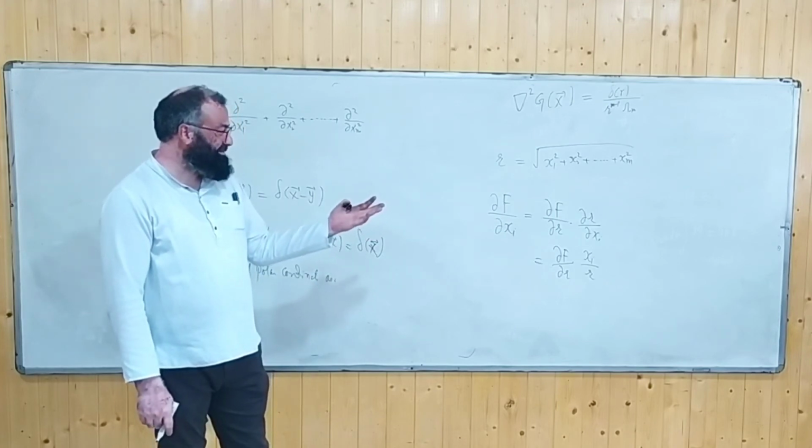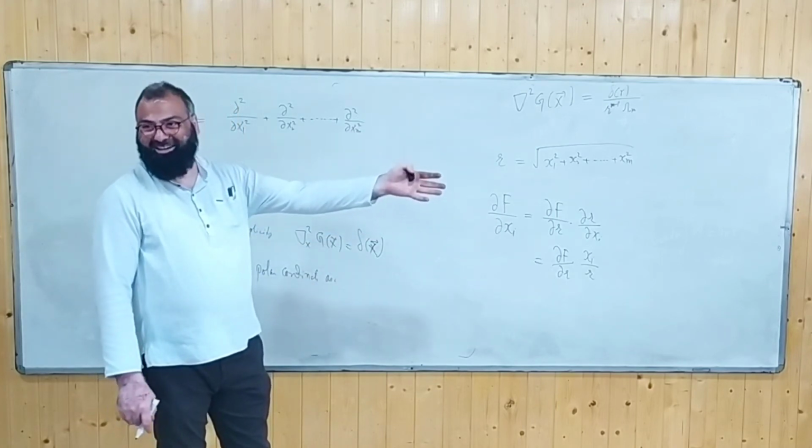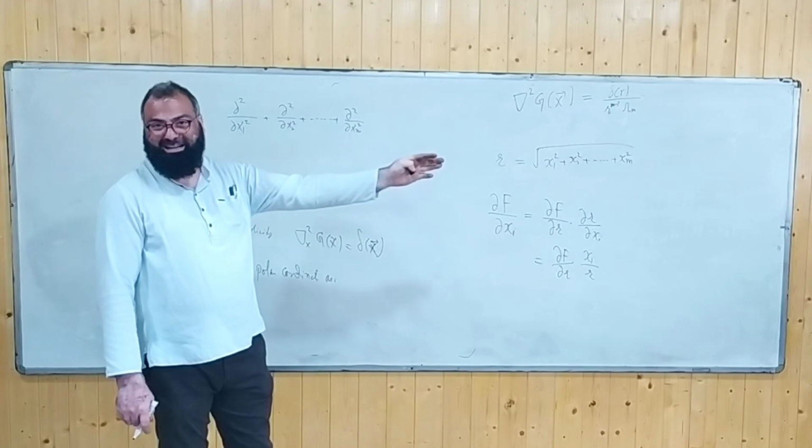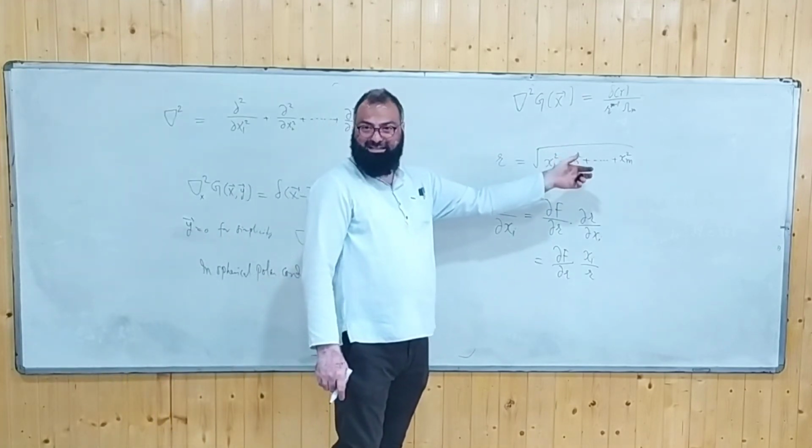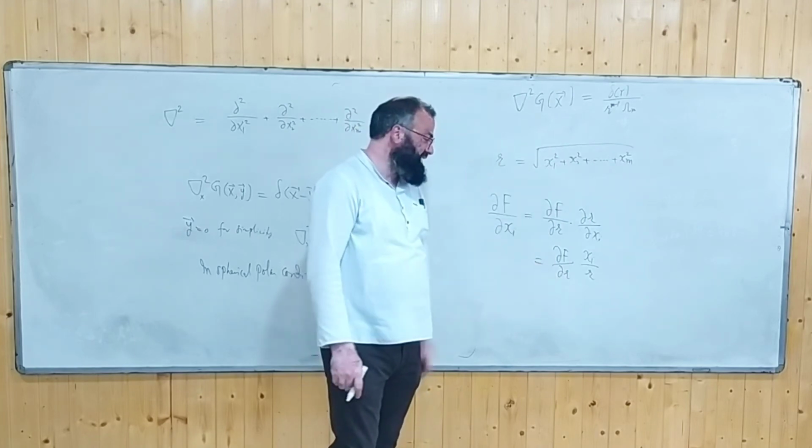What is partial r by partial xi? It will be 1 by root of this thing, that is r, and then you differentiate xi, any xi. So it will be 2xi, and 2 and 2 will cancel, it will be xi by r.